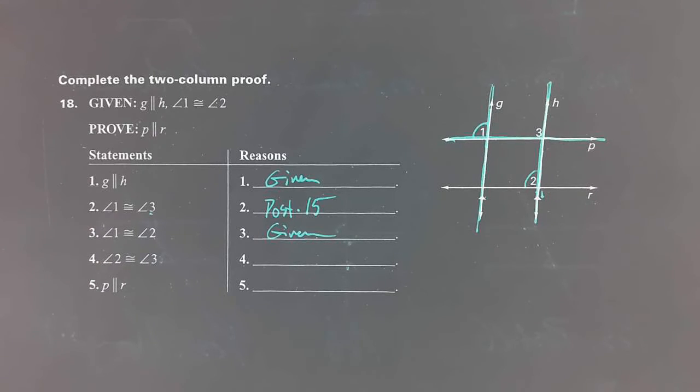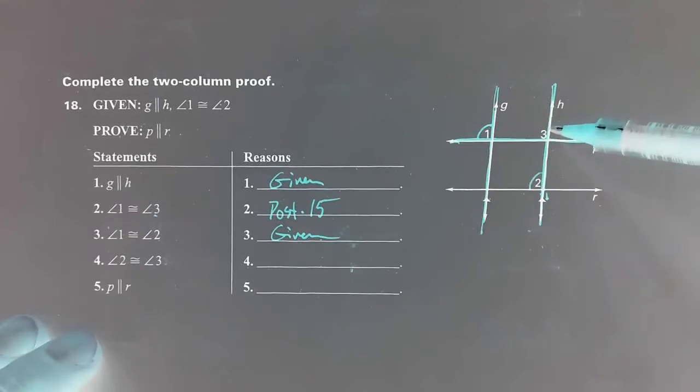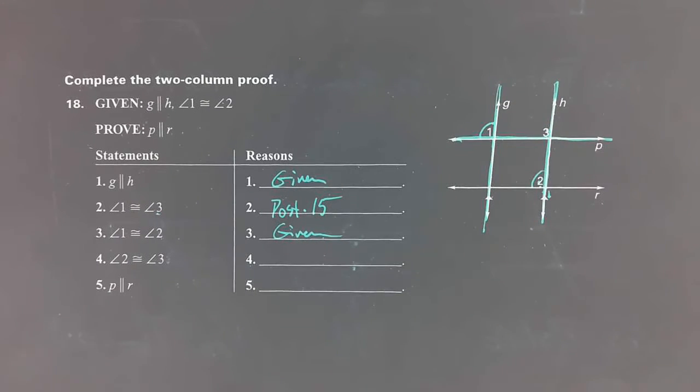I disagree. Now, I see where you're coming from. 2 and 3 are corresponding angles, but do we know that P and R are parallel? No, in fact, that's what we're trying to prove. So I can't just say that these are congruent by postulate 15 because that requires that we know the lines are parallel. There's got to be another way.